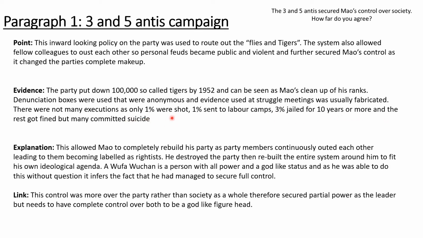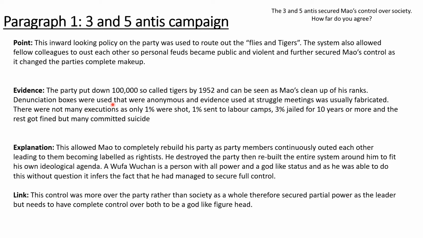So obviously 95% of people only got fined, which is not a very extreme campaign compared to many of them where many were shot or sent to labour camps. But also it's key to remember that many committed suicide, as in China, the outlook on society was that if somebody had lost faith, they were then deemed as lesser than other people in their own opinions. Therefore, many more died from this method.